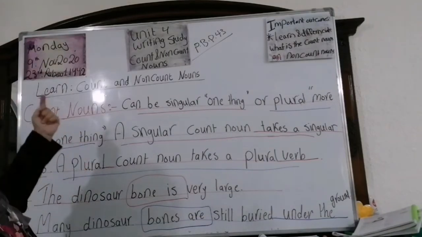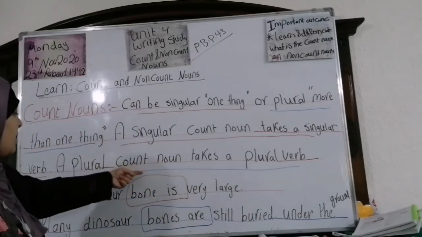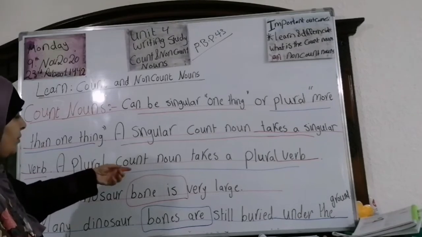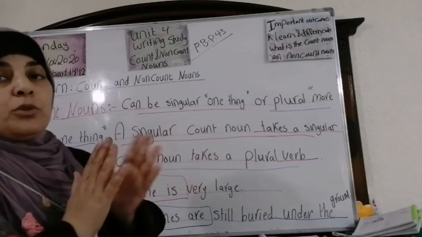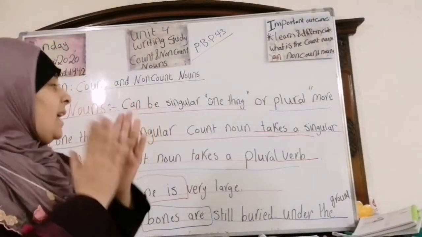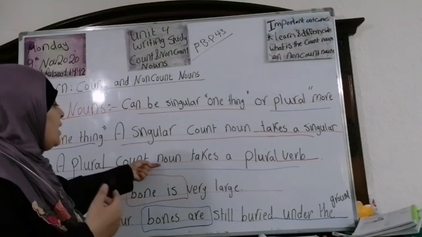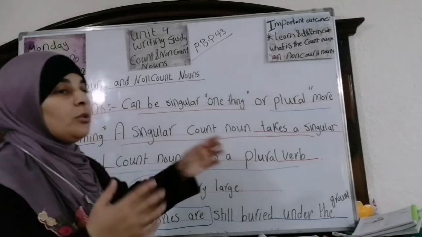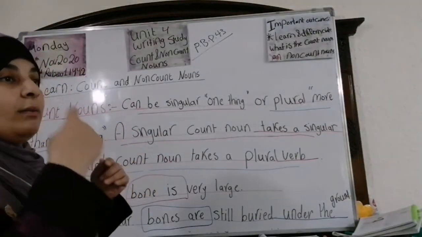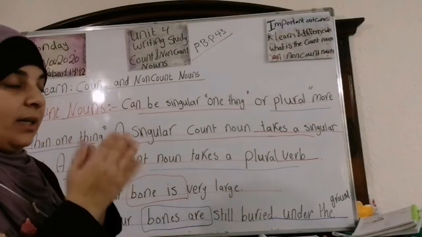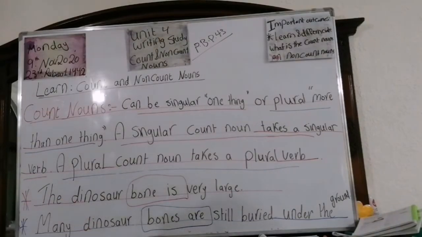Okay? A plural count noun, الاسم المعدود الجمع شو ماله؟ Takes a plural verb. شو بياخد؟ Plural verb. Again, plural count noun takes a plural verb. إيش معناها؟ يعني فعل للجمع. Okay? فعل للجمع. Now, look at this one. Look at this example, please.